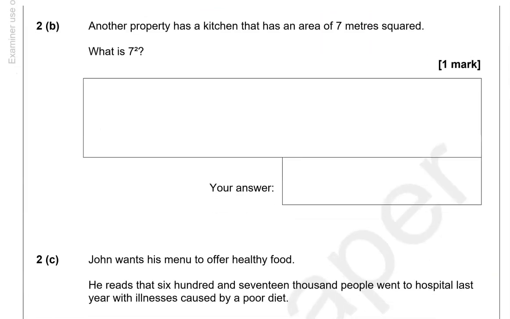Another property has a kitchen that has an area of 7 meters squared. What is 7 squared? So 7 squared, that is 7 times 7. So 7 multiplied by itself, and that is 49.